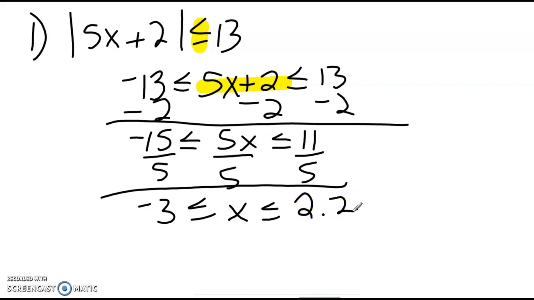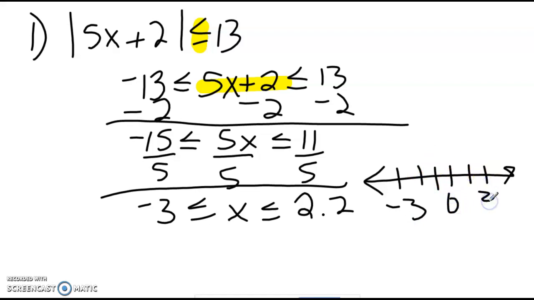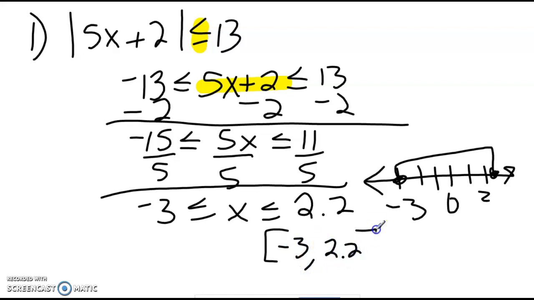Okay, so the graph of this is going to be everything between negative 3 and 2.2 inclusive, which means filled in circles, everything in between. Interval notation: bracket, negative 3, comma, 2.2, bracket. Good? Everybody all right with number 1? Okay, so let's move on to number 2. I'll stop this and you can catch up.